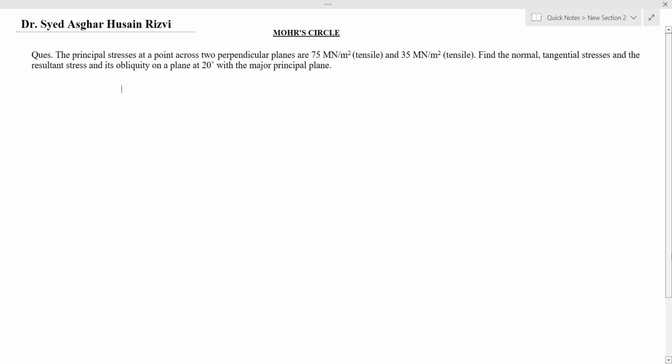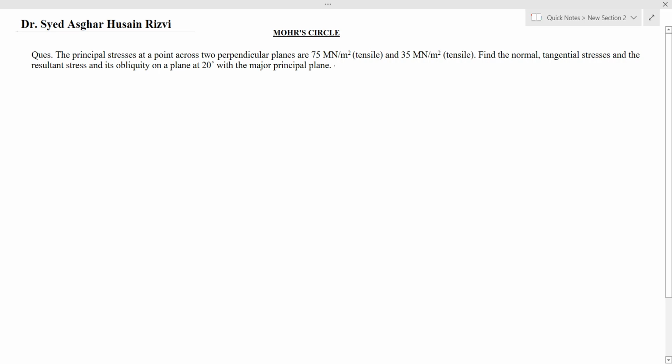Here you can see that a numerical is being given on Mohr circle, and it states that the principal stress at a point across two perpendicular planes are 75 meganewton per meter square and 35 meganewton per meter square. Both are tensile in nature. We have to find out the normal, the tangential stress, the resultant stress, and the obliquity on a plane that is at 20 degree with the major principal plane. So all the things are given in the numerical.